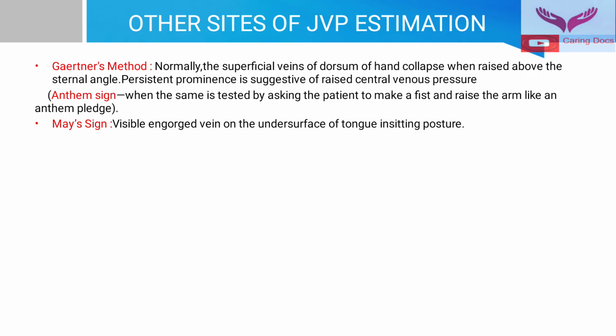The other sites where we can estimate JVP are the Gaertner method. Normally the superficial veins of the dorsum of the hand collapse when raised above the sternal angle. Persistent prominence is suggestive of raised central venous pressure. The anthem sign is when the same is tested by asking the patient to make a fist and raise the arm like an anthem pledge. Mayo sign is visible engorged veins on the under surface of the tongue in sitting posture.